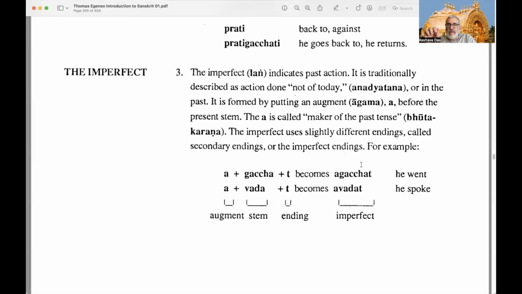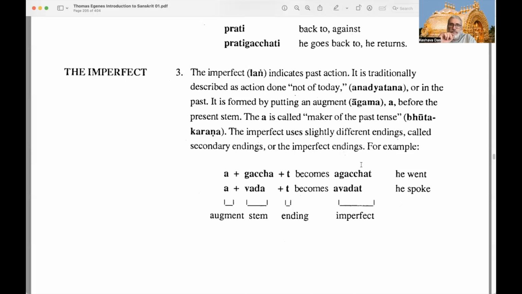And in Sanskrit, that is called bhuta. Bhuta means past, and karana means cause. So it means a marker of the past tense, bhuta karana. Okay, so the imperfect uses slightly different endings called secondary endings, or the imperfect endings.